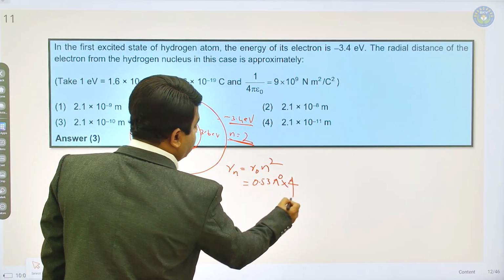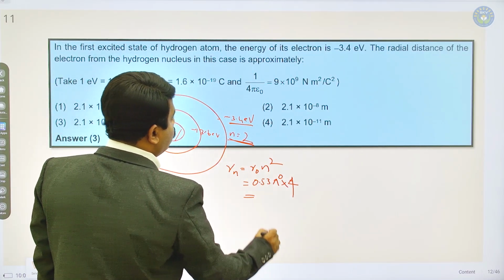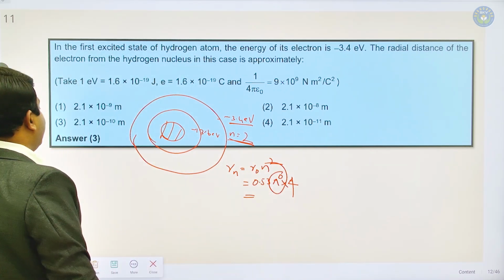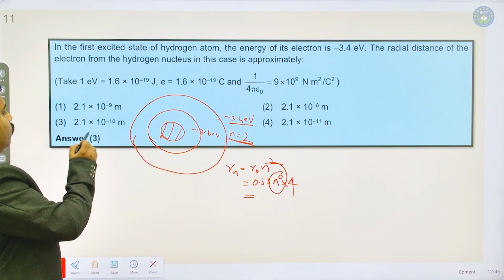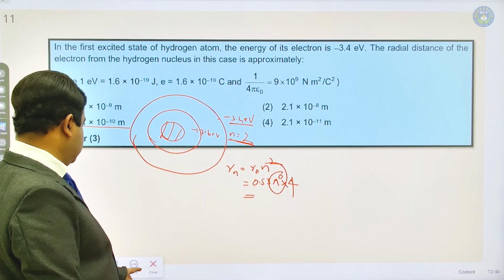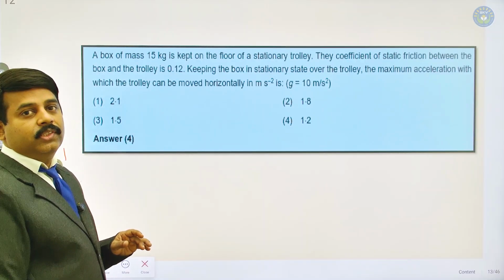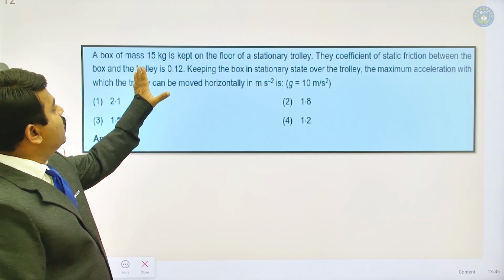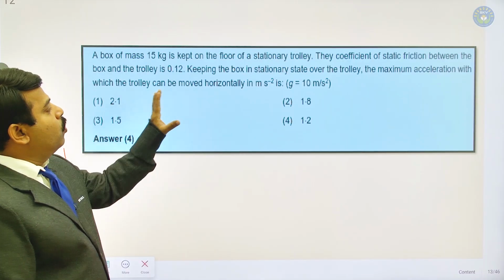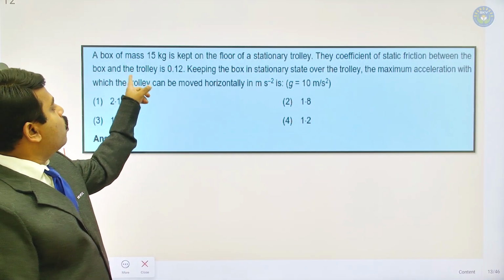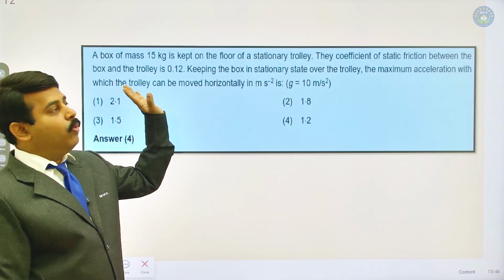This is 0.53 Angstrom into n square, where n is 2, that is 4. Then this is 2 point something. But Angstrom is 10 raised to minus 10, then 2.1 into 10 raised to minus 10 meter. Option 3 is correct, right? All right. Let us discuss question number 11. A box of mass 15 kg is kept on the floor of a stationary trolley. The coefficient of static friction between box and trolley is 0.12.